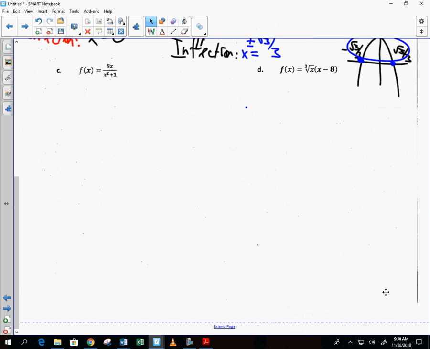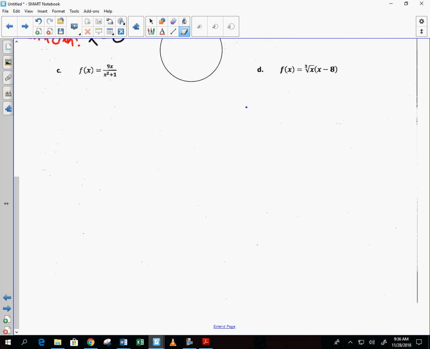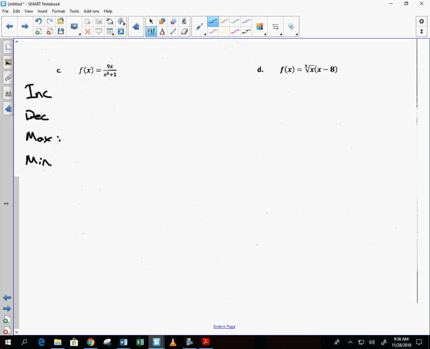All right, Grant and Avery and Gigi and all you optional Wednesday people. We're going to pick up with example C. This is the last one we're going to do for the day. We'll pick up tomorrow. And we have 9x over x squared plus 1. Now, this is a little bit different. Why is this a little bit more difficult? You have a rational function. We still want to find increasing, decreasing, local max, local min, concave up, concave down, and inflection.